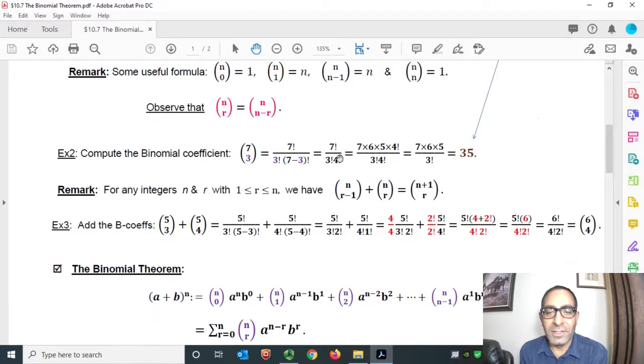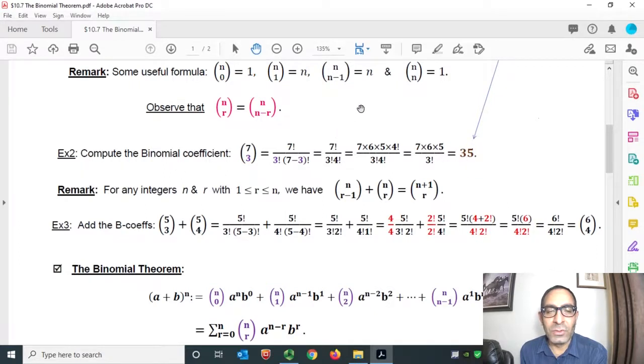In the next step, 7 factorial is 7 times 6 times 5 times 4 factorial. We stop at 4 factorial because we want to cancel the 4 factorial in numerator and in denominator. The denominator is 3 factorial times 4 factorial. Then we cancel the 4 factorial and have 7 times 6 times 5 over 3 factorial left. Since 3 factorial is 3 times 2 times 1, which equals 6, and 6 and 6 cancel, we have only numerator 7 times 5, 35 left.